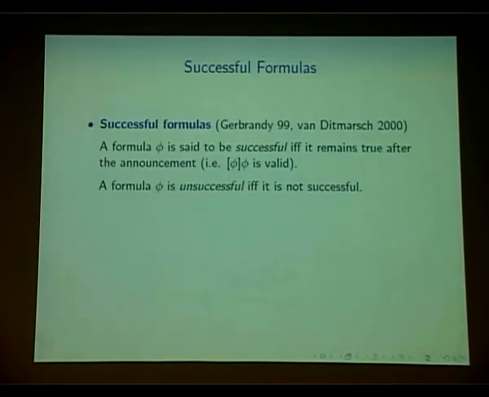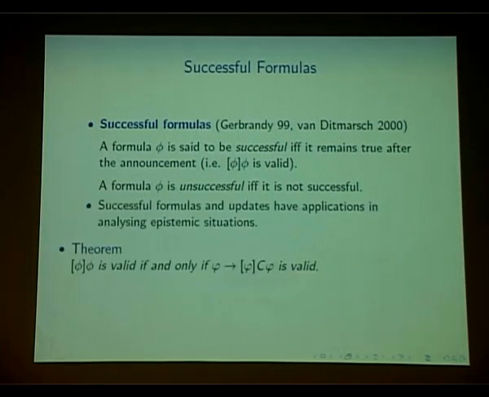Now, this is the formal definition. Successful formulas are those formulas which remain true after the announcement. So in the first slide that you saw, the Moorian sentence is an unsuccessful formula. It was false after it was announced. Equivalently, a formula phi is successful if it is valid in the model. So once you announce the formula, it should be valid. So box phi is valid in the model.